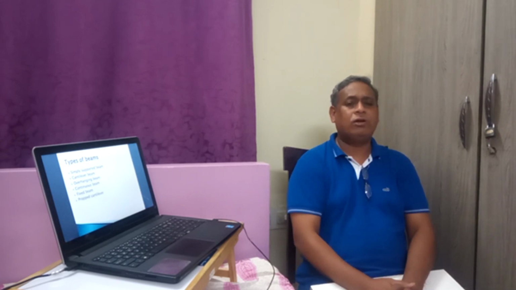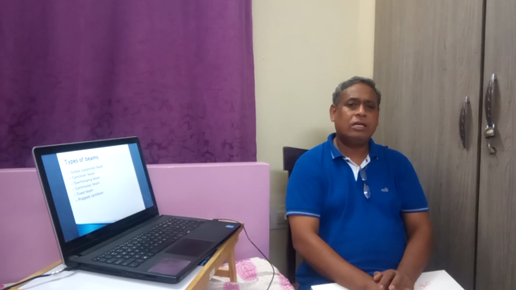Then we have seen what the different types of beam are, that is simply supported beam, cantilever beam, fixed beam, continuous beam, propped cantilever, and fixed overhanging beam. These are all the types of beams with respect to their support conditions. When a beam is supported on two simple supports, it is called a simply supported beam.